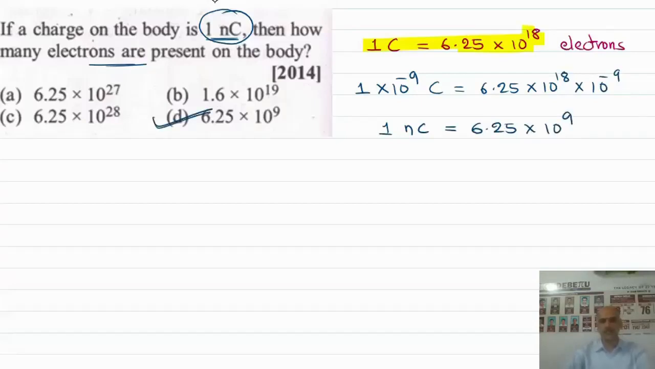Clear? This is about MCQs from KCET previous question papers of the first topic. Again in the next video we will see MCQs from another topic.